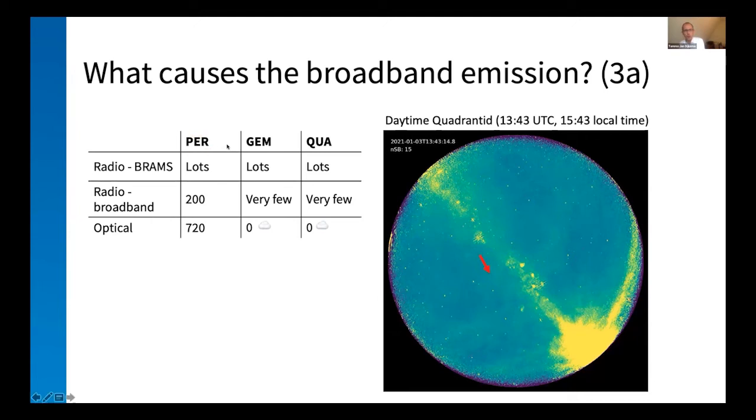And well, what causes the broadband emission? I mentioned already, we observed during the Perseids, Geminids, and Quadrantids. We saw lots of BRAMS radar reflections. We saw 200 reflections of the 200 radio trails in the Perseids, only very few in the Geminids and Quadrantids. Okay, and optical counterparts we didn't have for the Geminids and Quadrantids, but I trust that there were a lot of Geminids and Quadrantids, as there are every year. Also confirmed by the BRAMS reflections.